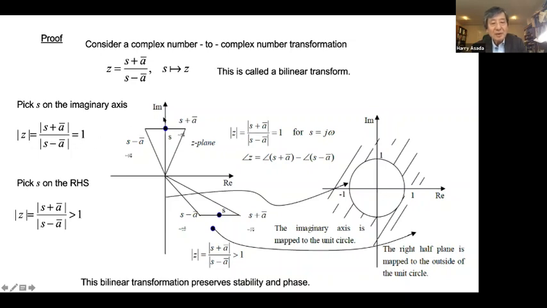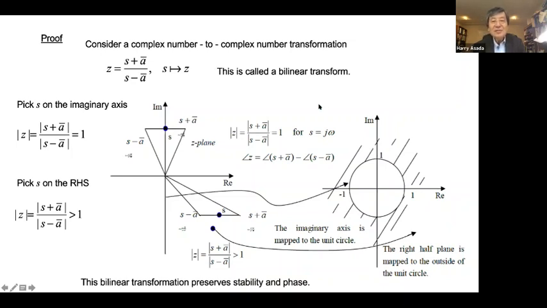So every point comes out of this and is mapped to the unit circle in the Z plane. Okay, now let's pick the point S away from the imaginary axis, and again S plus A and S minus A. You look at this length versus this length. At this time, this one is longer than this, so the absolute value of Z is bigger than 1. That means that all the points on the right-hand side are mapped to outside of the unit circle.